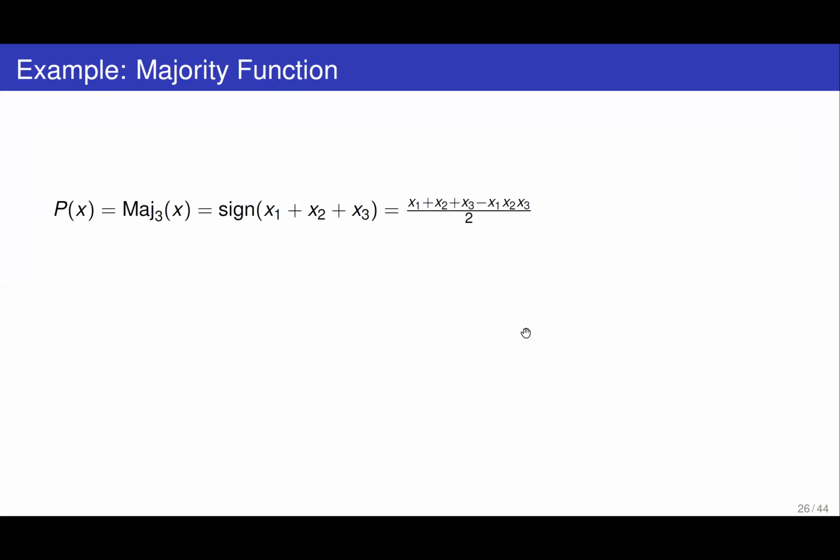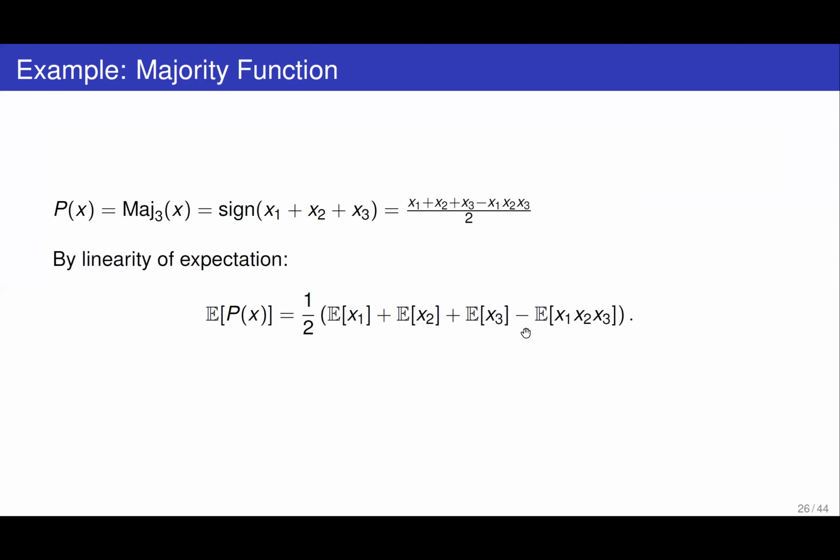Let's look at a simple example, majority on 3 variables. Recall that it has the Fourier expansion x1 plus x2 plus x3 minus x1 times x2 times x3, divided by 2. And by linearity of expectation, the expected value of this predicate is equal to 1/2 times the expected value of x1 plus the expected value of x2 plus the expected value of x3 minus the expected value of x1 times x2 times x3.